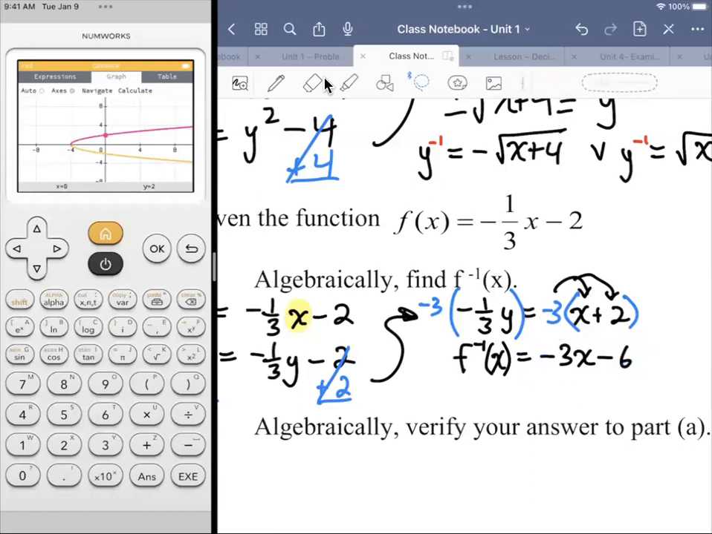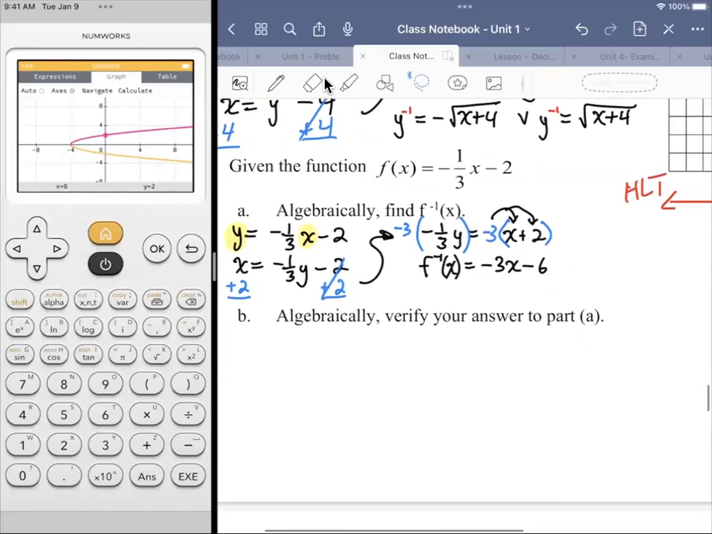Okay. Now, the verifying part kind of sounds strange, as if we're going to do the exact same thing again. We don't. We have a different technique. It involves composite functions. So what I'm going to do is figure out what f of the inverse of f of x is going to be equal to.